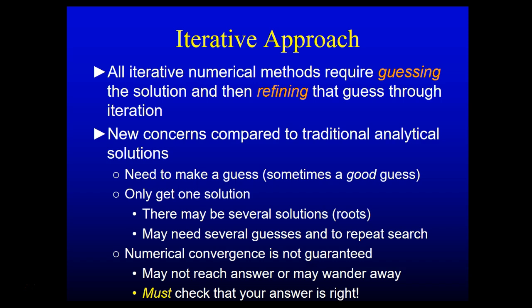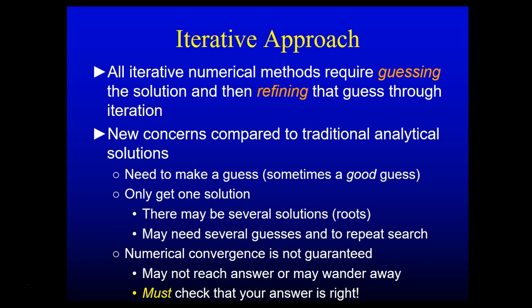Obviously, there are some concerns with this. You need to make a guess, and sometimes the guess has to be good. You have to be in the vicinity of what the answer is. Also, you only get one solution. You could plot over a wide range of numbers, but it would be very painful and not always the easiest thing to do. And you might find that there are several solutions to the problem, several roots, so to speak, in which case you have to make multiple guesses to find each one of these roots.